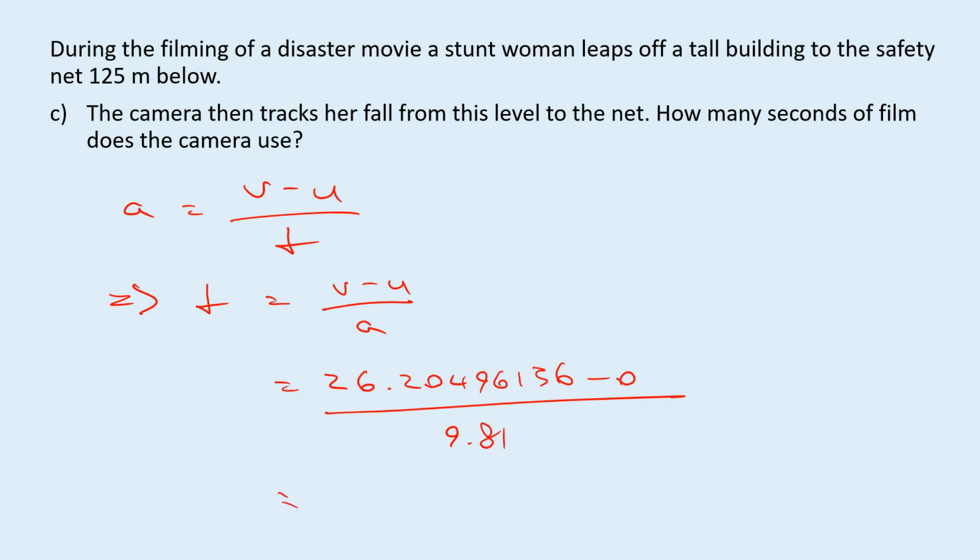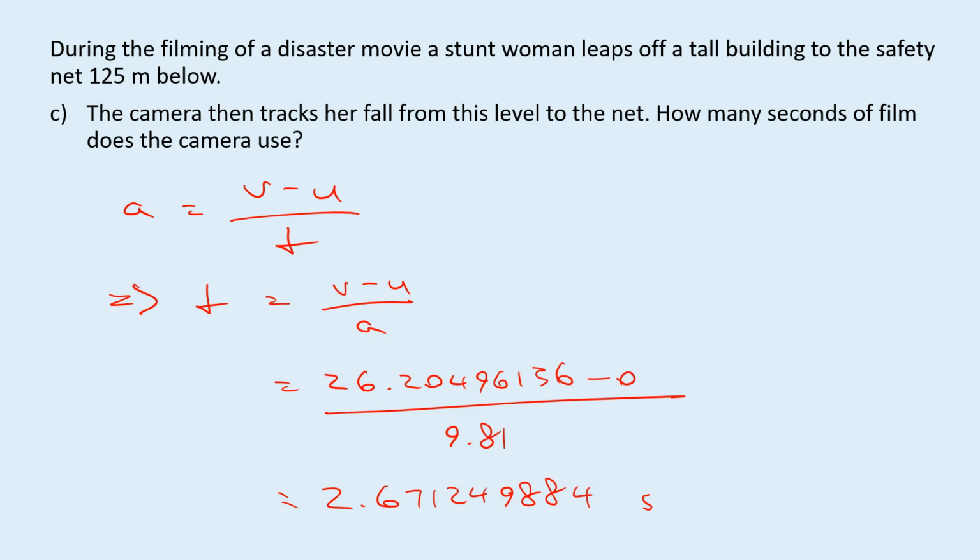So this comes out at 2.6712 for, where am I up to? 9.884 seconds. Now this is the time that it took her to reach the 35 meters. Now you'll note I haven't bothered rounding this because it's not my final answer.